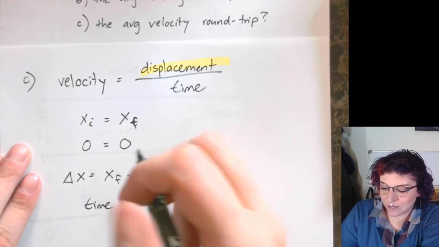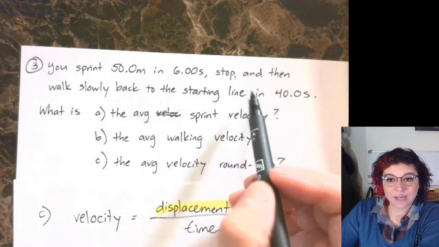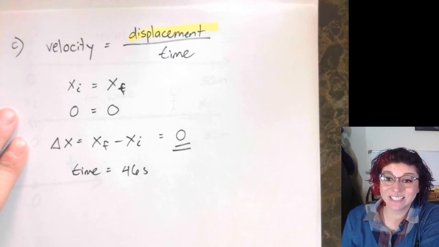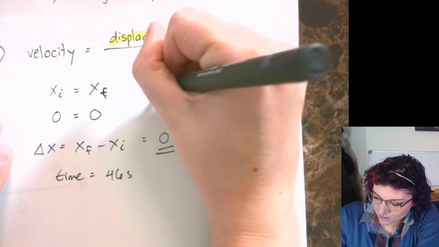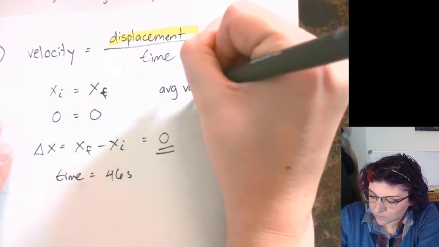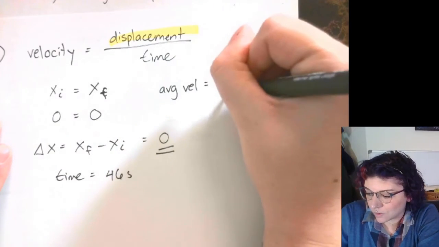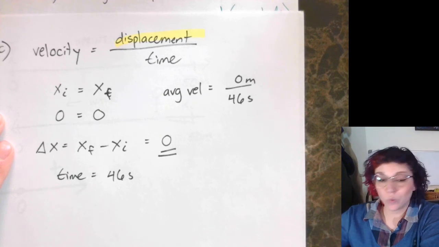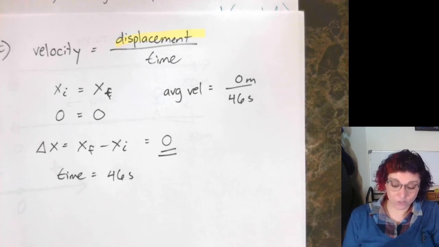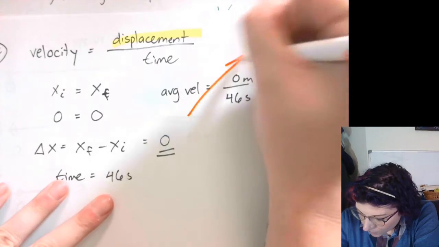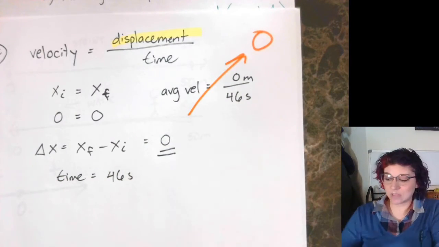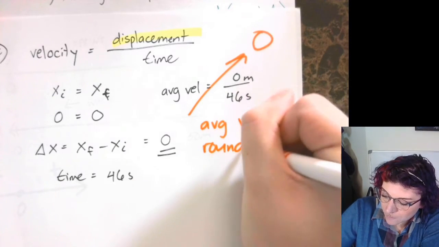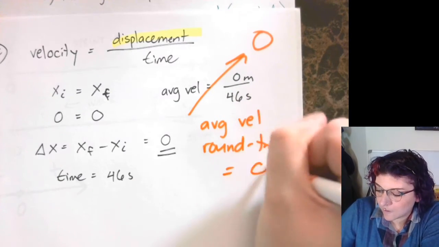So it doesn't matter that the total time was 6 seconds plus 40 seconds, 46 seconds. When we plug this in to do the math, average velocity equals 0 meters over 46 seconds. What does this go to? 0 in the numerator. This goes to 0. The average velocity round trip was 0.